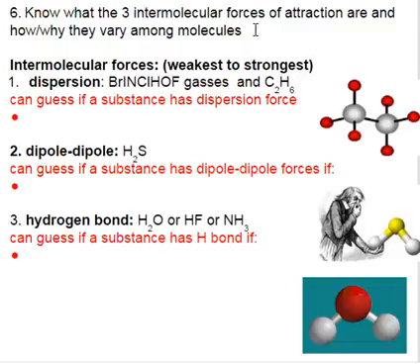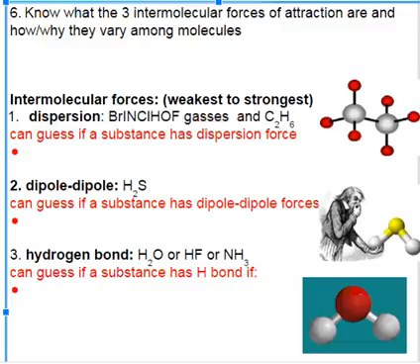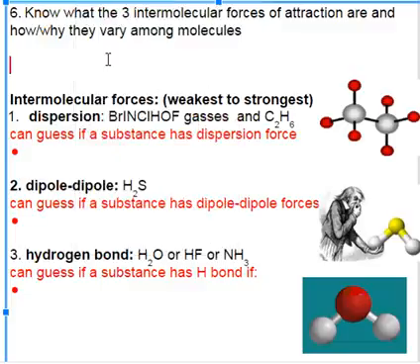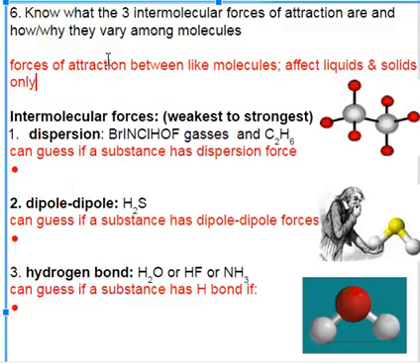So intermolecular forces, a couple things you should know about them: intermolecular forces are referring to forces of attraction between like molecules, and they affect liquids and solids only. Gas particles are too far apart.